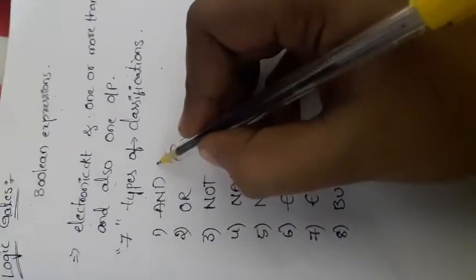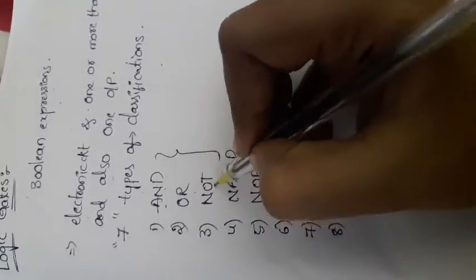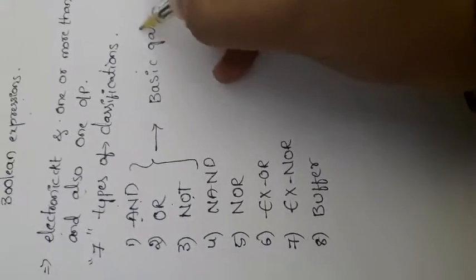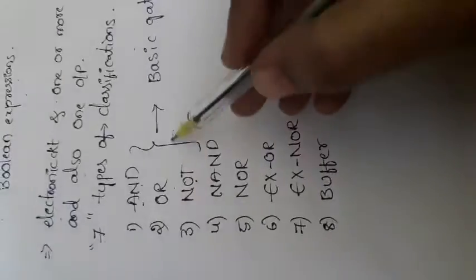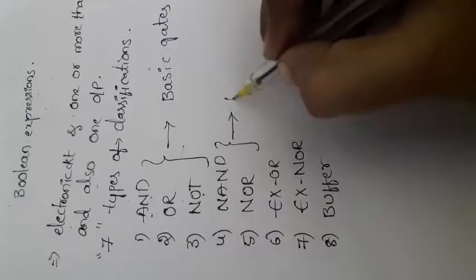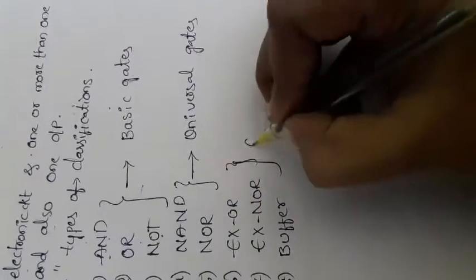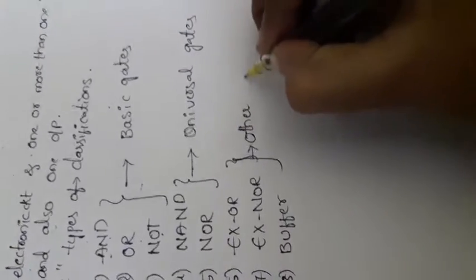Of these, the first 3 gates, that means AND, OR, NOT, we can consider as basic gates. All 7 gates can be divided into 3 categories. The first one, AND, OR, NOT, can be considered basic gates, and the next 2 gates, NAND and NOR, we can call universal gates, and the next XOR, XNOR, and this buffer can be categorized into other gates.